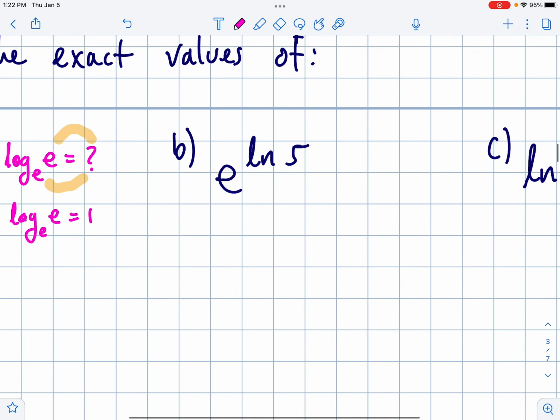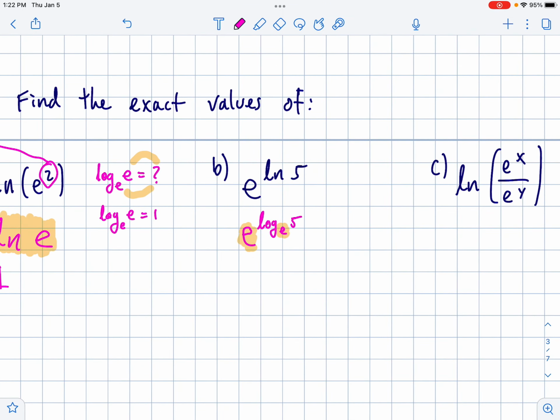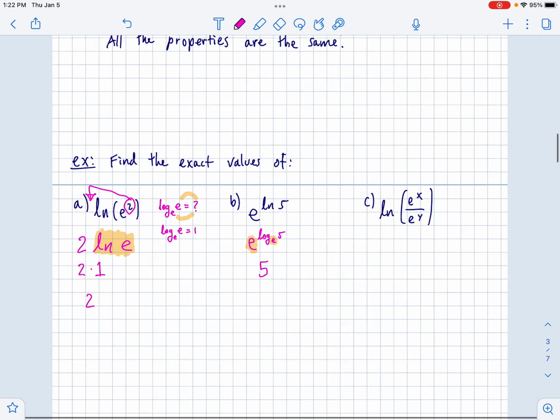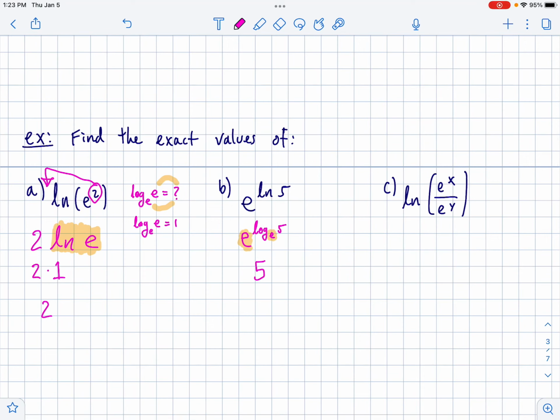Here, this is that special scenario that I showed you guys last time, where you can think of it like this, that it's e to the log base e of 5, which is what a natural log is. And then when this number and this number match, you can just get rid of them and say that they're equal to the argument. So that one is just 5.